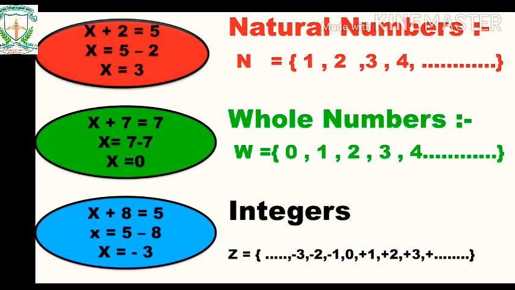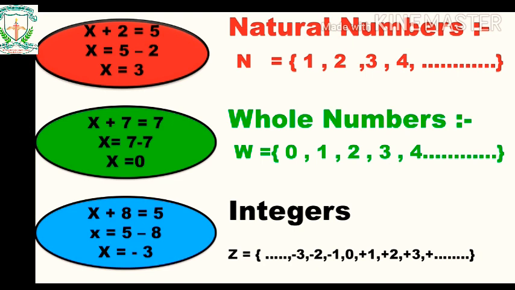So we can define integers as numbers starting from negative infinity to positive infinity, or we can say integers include positive values, negative values and 0. For example, 0, plus 1, plus 2, plus 3 and so on, or minus 1, minus 2, minus 3 and so on. Integers are denoted by Z. So we should know what whole numbers, natural numbers and integers are.